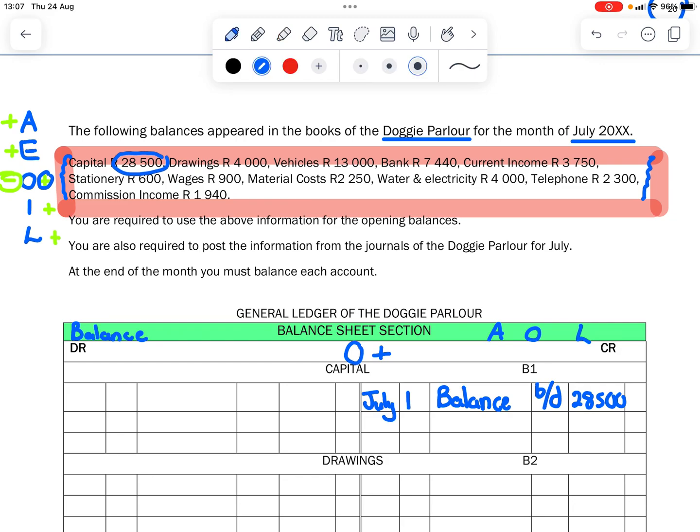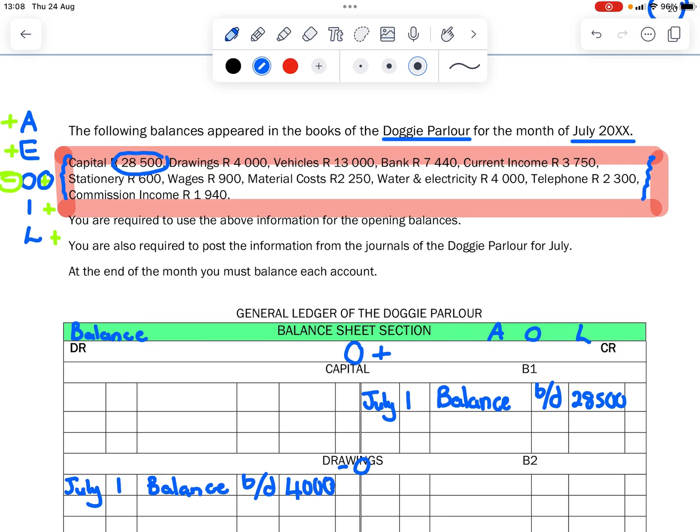Now, if we go through every single account to enter in the balances, we'll go to owner's equity minus, which is drawings, and on July the 1st, so you always have your month, then your date, your balance. The B/D stands for brought down. This balance has been brought down from the previous month, and the 4,000 there represents the 4,000 up until that point that the owner has pulled out for their own personal use.